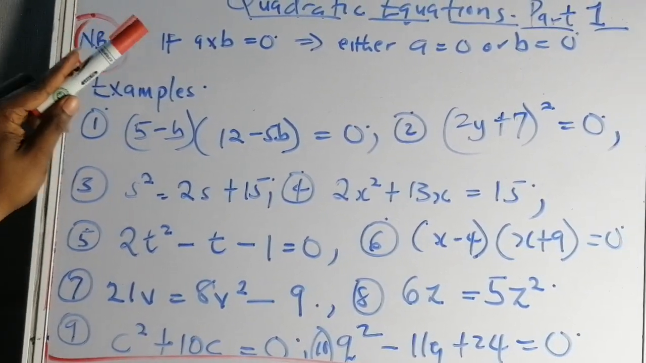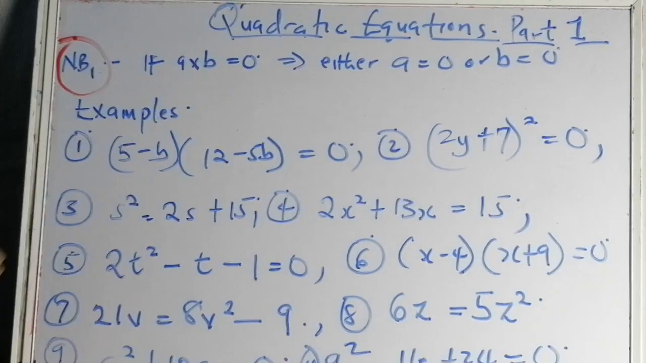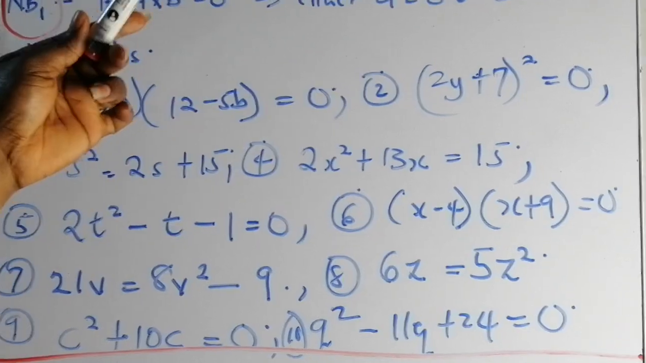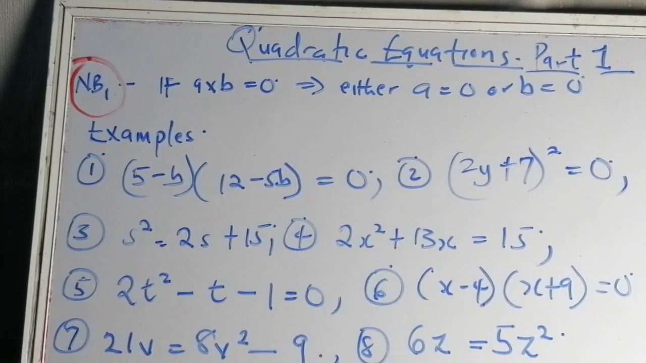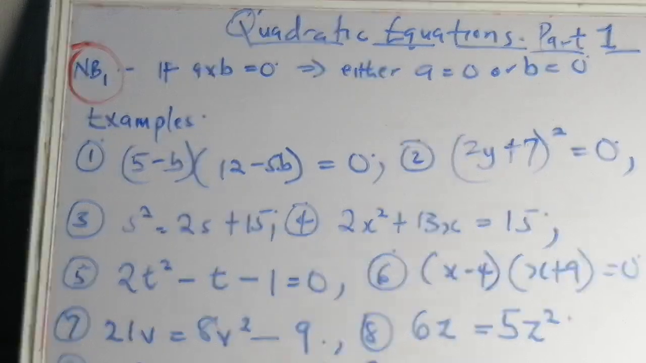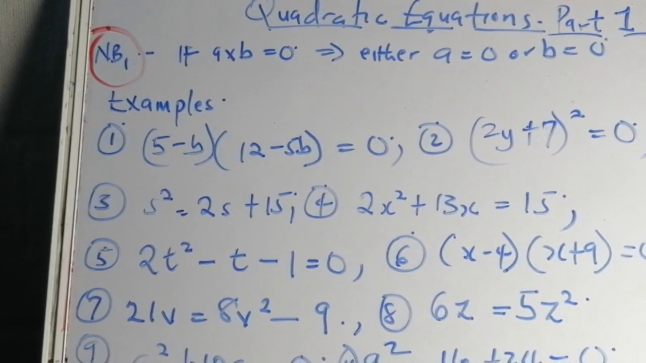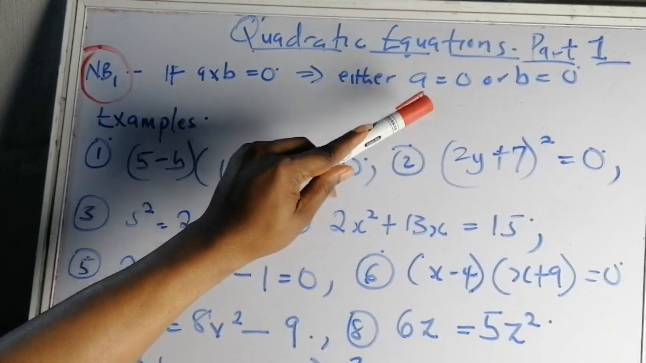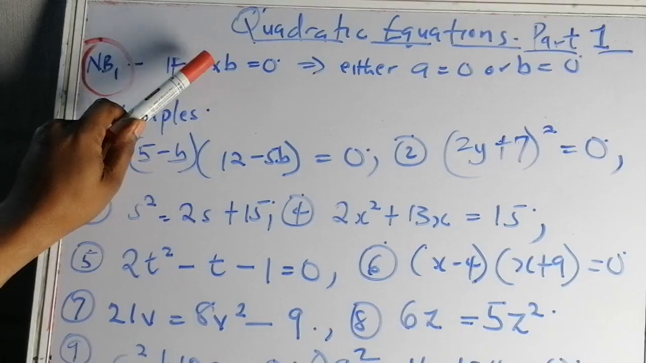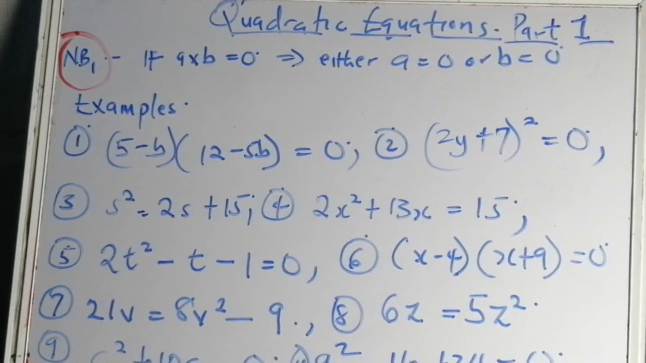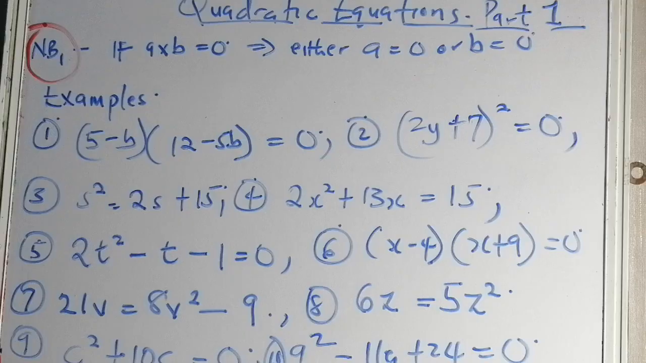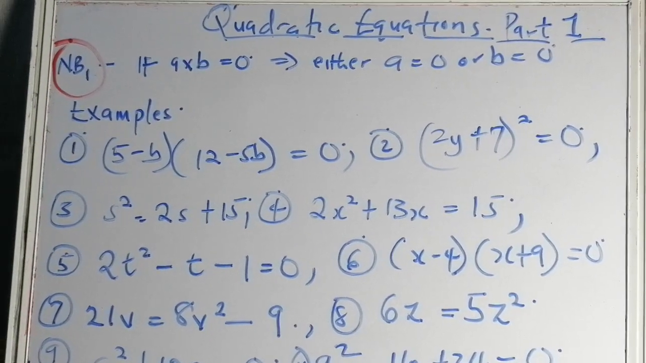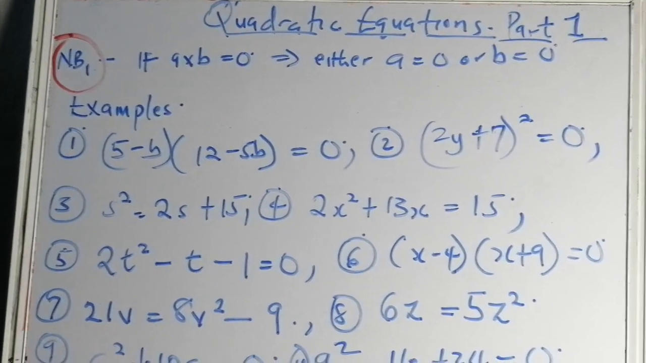So for note one, we are taking this: if a times b is equal to zero, that implies that either a is equal to 0 or b is equal to 0. What did I mean by that? If I say 1 times 0 is what? 0. 2 times 0 is what? 0. Anything times 0 is 0. That is what they mean by either a is equal to 0 or b is equal to 0. That is, one of them must be 0 for us to get this answer. If I say Joy times 0 is what? 0. Anything times 0 is 0.